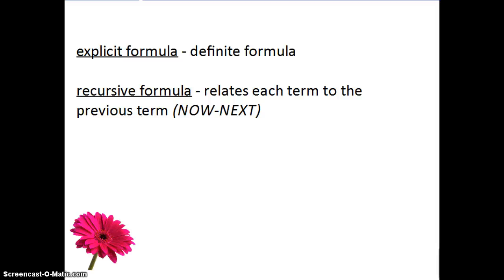Those of you that have been through Math 1, Math 2, Math 3 know this as a next-now rule, that the next term is based on the current term, or the now term. So that is not a formula that you can plug into. To get the next term, you would actually have to know the term before it. So, two very different ways of writing these sequences.